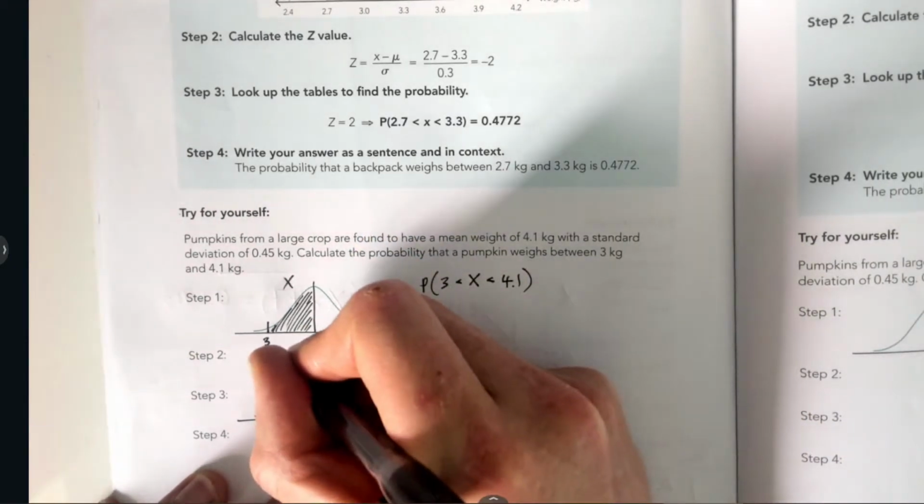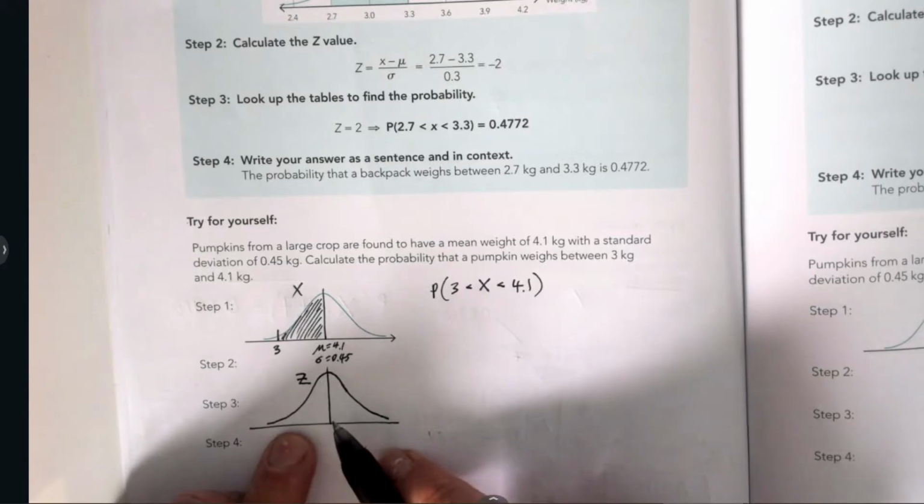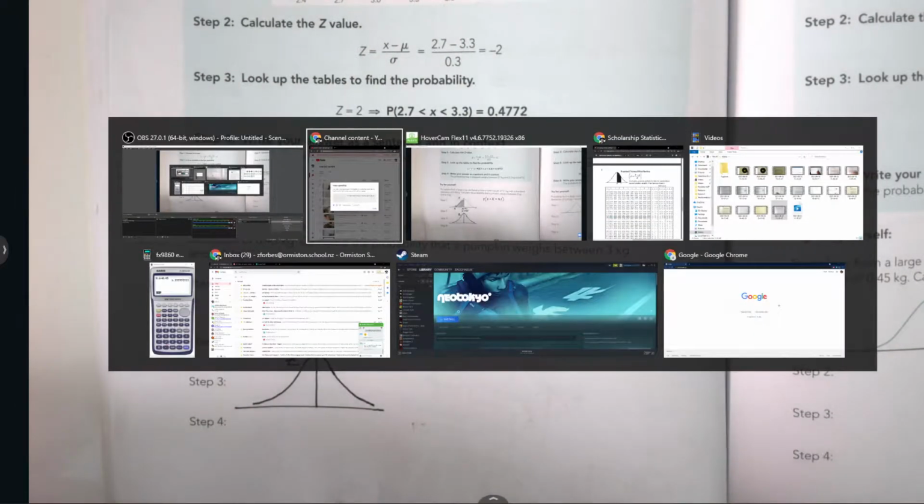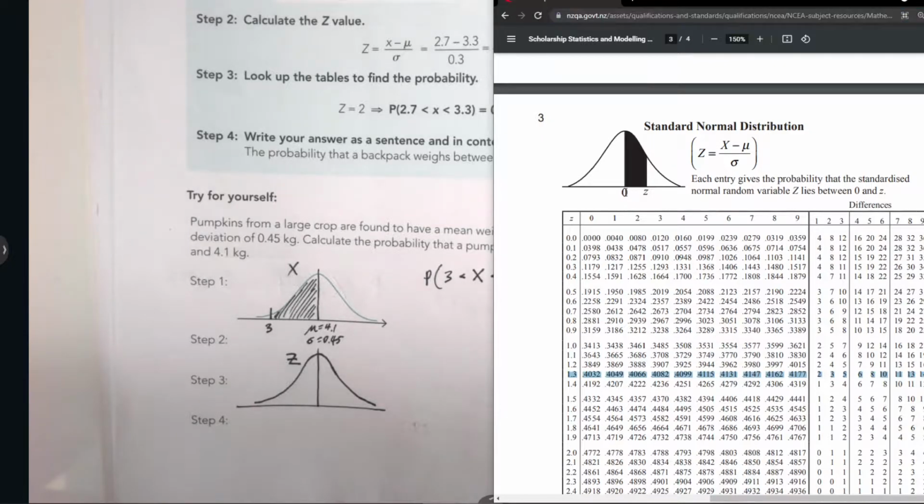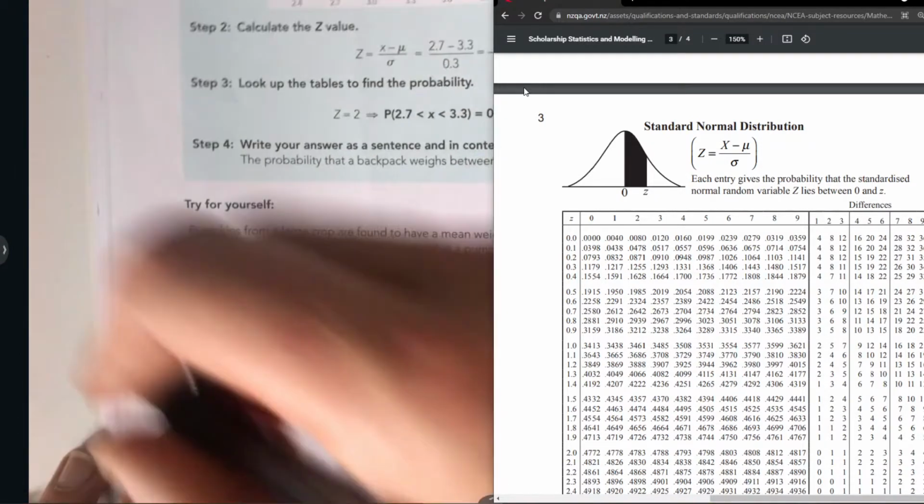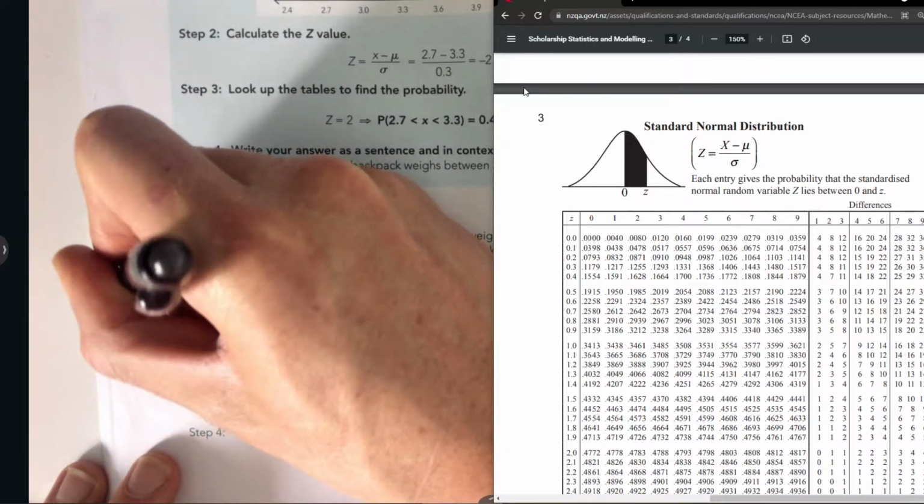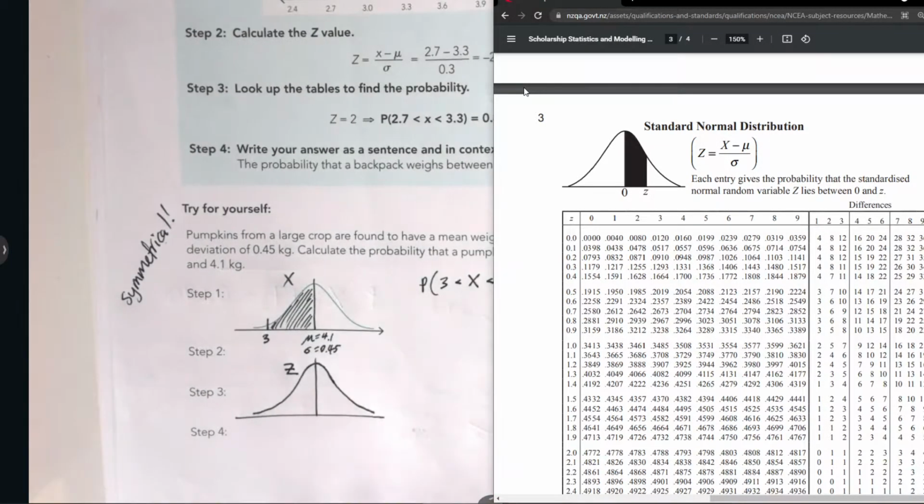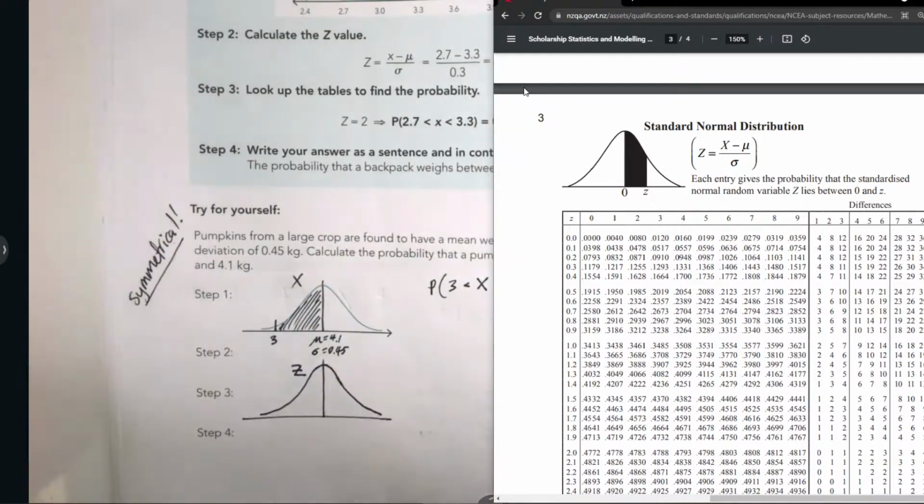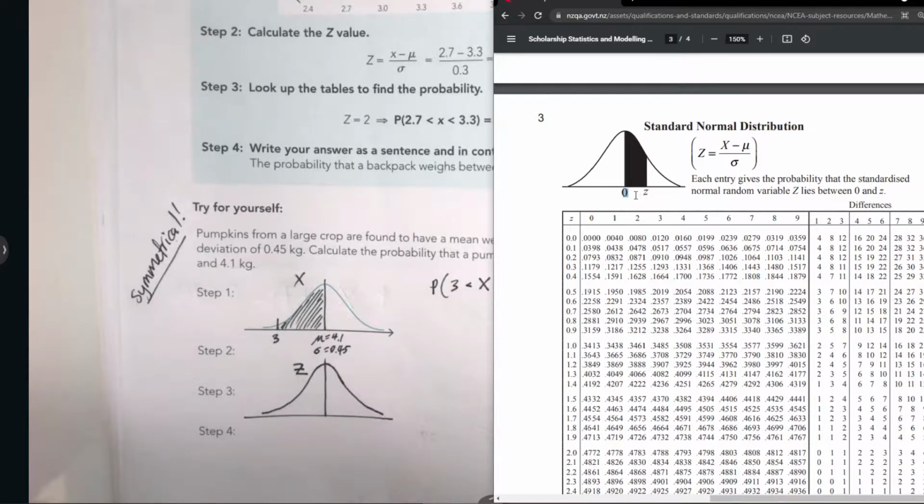We'll draw this on here. This is Z. Now, what is the problem here? The problem is that our Z tables only go to the right of 0. So is this useless to us? No. Remember, the big thing about the normal distribution is that it is symmetrical. That means whatever happens to the right is going to be the same as what happens on the left.